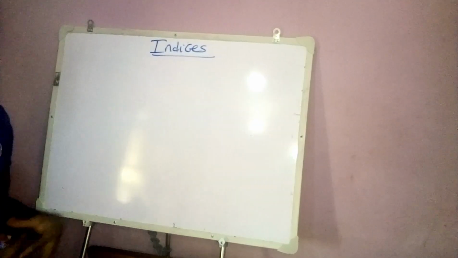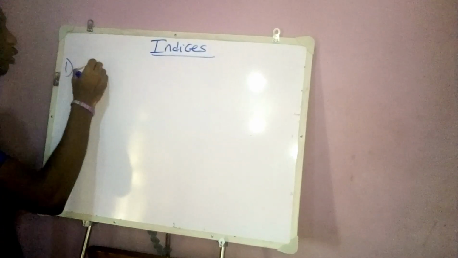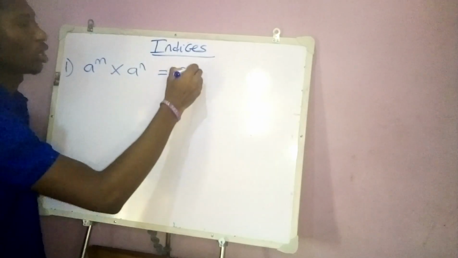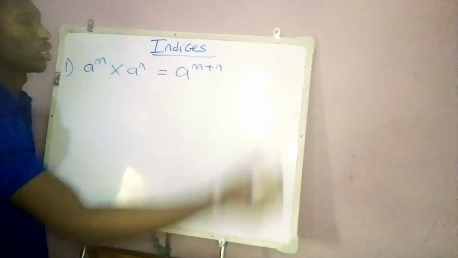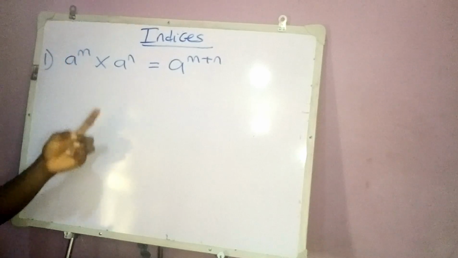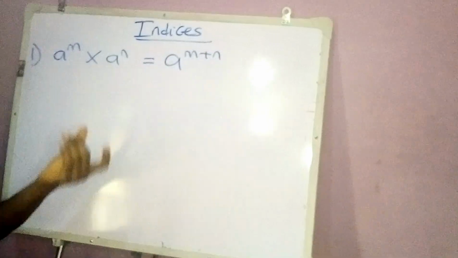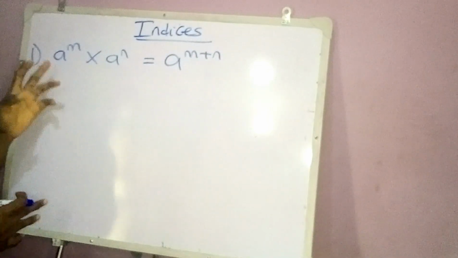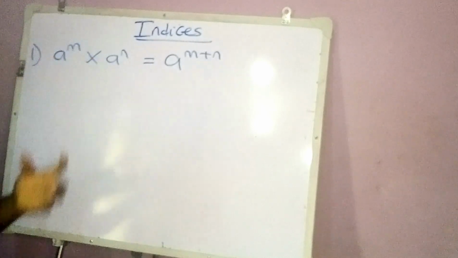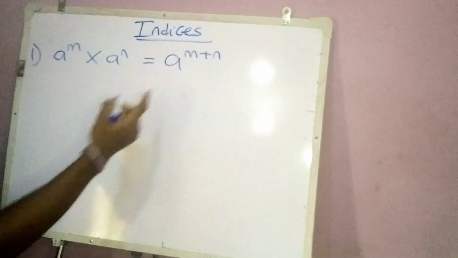So, we'll be looking at the rules for working with indices. The first rule states that if I have a raised to the power of m multiplying a raised to the power of n, it is what? A to the power of m plus n. This is your multiplication rule. What it simply means is if I have a term a raised to the power of m multiplied by another term a raised to the power of n, it is the same thing as a to the power of m plus n. In order to follow your multiplication rule, the bases must be the same, irrespective of whether the powers are the same or not. Now, this is rule number 1.